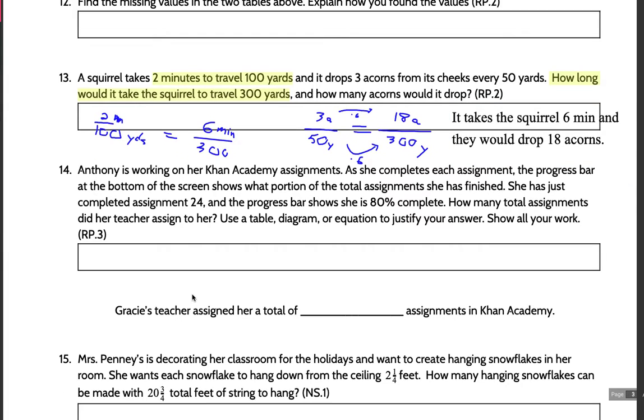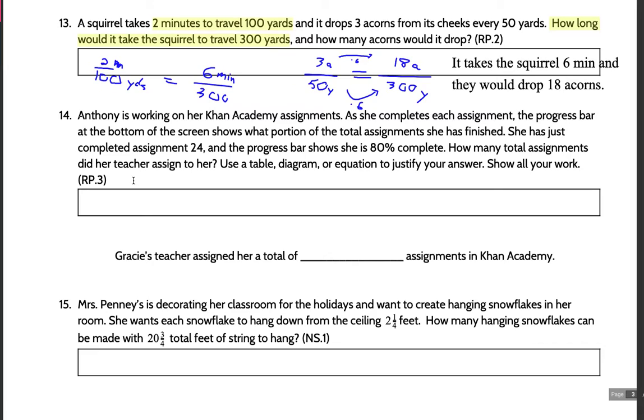All right, Anthony is working on her Khan Academy assignments. As she completes each assignment, the progress bar at the bottom of the screen shows what portion of the total assignment she has finished. She has just completed assignment 24, and the progress bar shows she is 80% complete. How many total assignments did her teacher assign her to use?